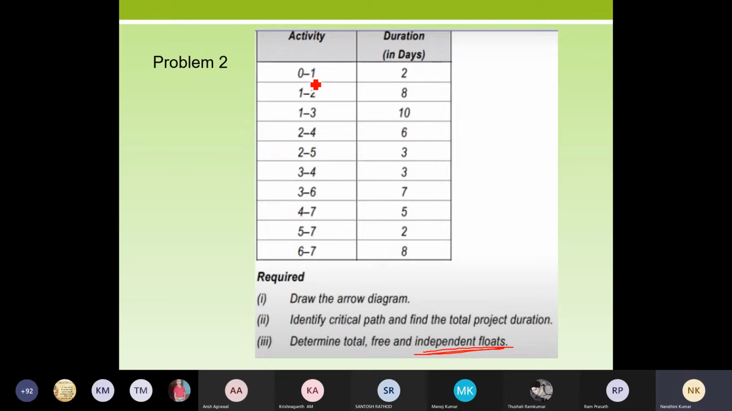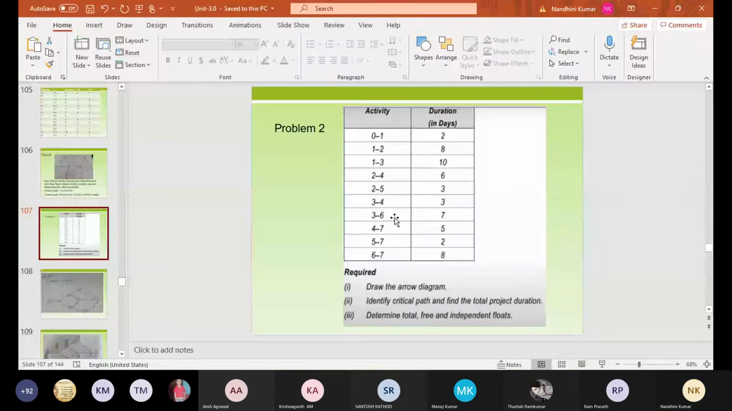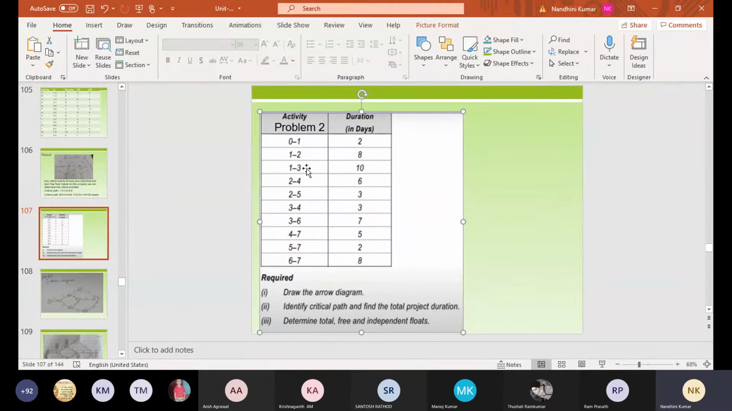So the first step is, one minute. Push this.